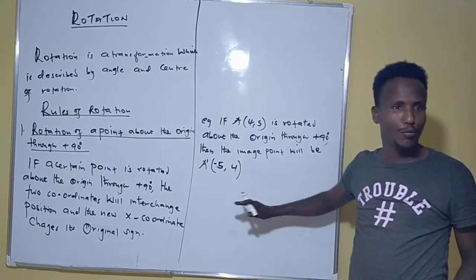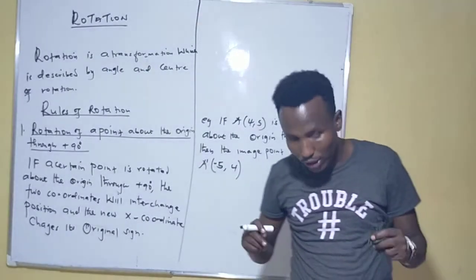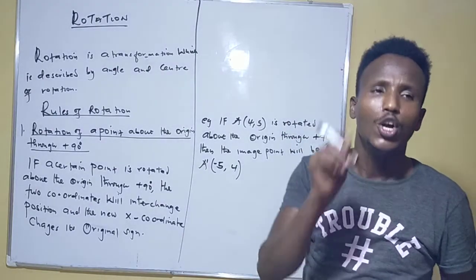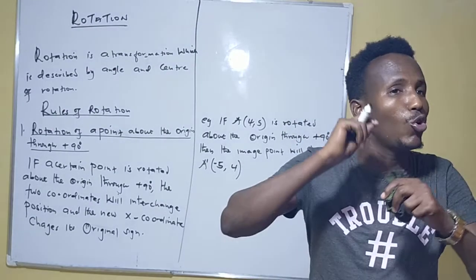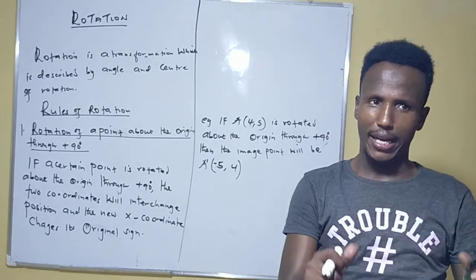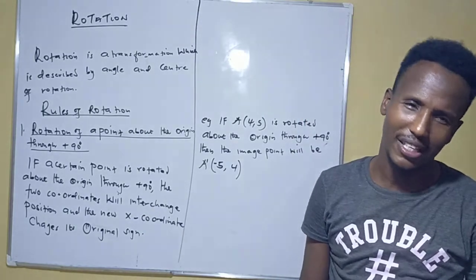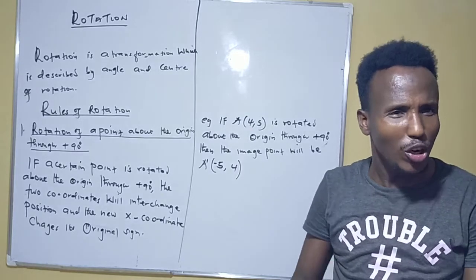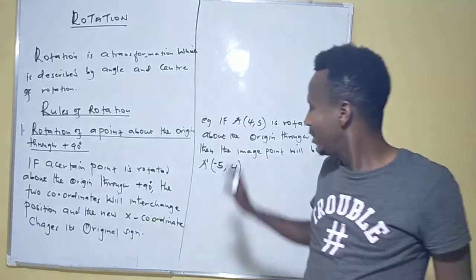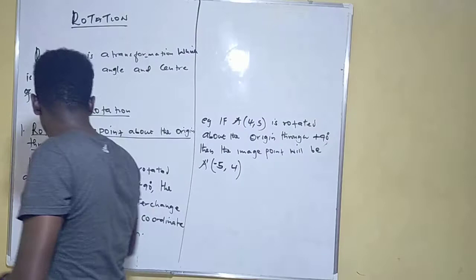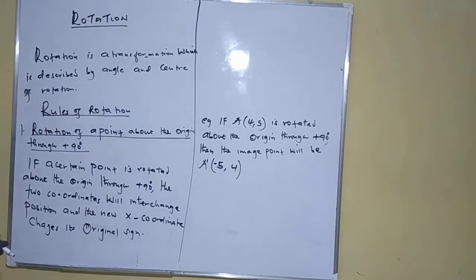So this is rule number one of rotation. If a certain point is rotated about the origin through positive 90 degrees, the two coordinates will interchange position and the new x coordinate changes its original sign. Brothers and sisters, very easy. It's not like it needs to be drawn here. That is rule number one.